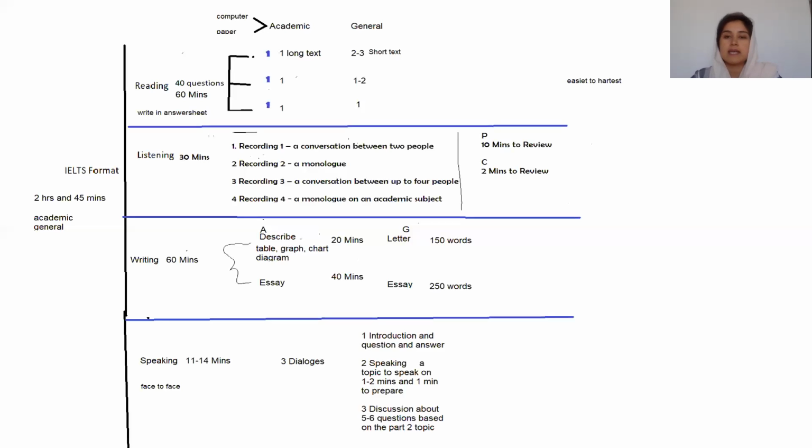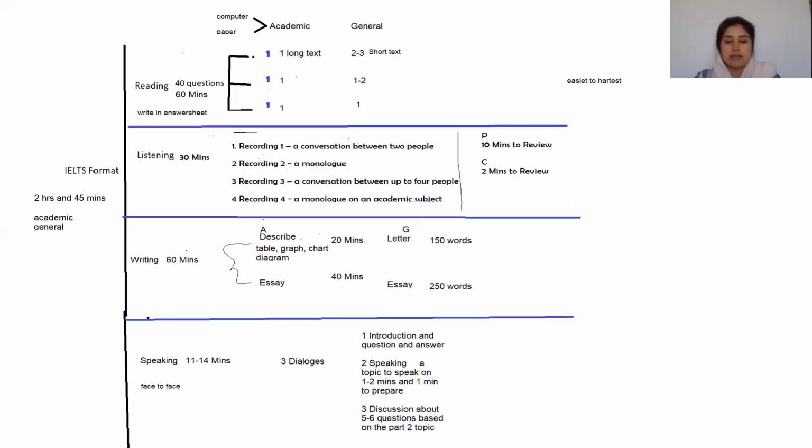In the listening for paper-based IELTS, you will have 10 minutes at the end to review. So in this 10 minutes, you can write the answers that you haven't written in the answer sheet and review the questions in case you have something wrong or you're not sure about anything. So you can just work on that at the end. And then for computer-based, there are just 2 minutes at the end to review.